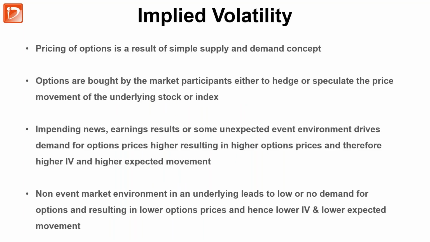So let's look at some context of implied volatility. Pricing of options is a result of a simple supply and demand concept. Options are bought by market participants either to hedge or speculate on the price movement of the underlying stock or index. Impending news, earnings results, or some unexpected event drives demand for options higher, resulting in higher option prices and therefore higher IV and higher expected movement.